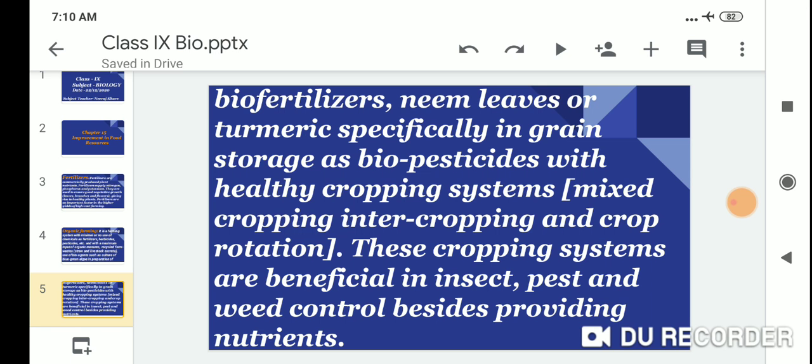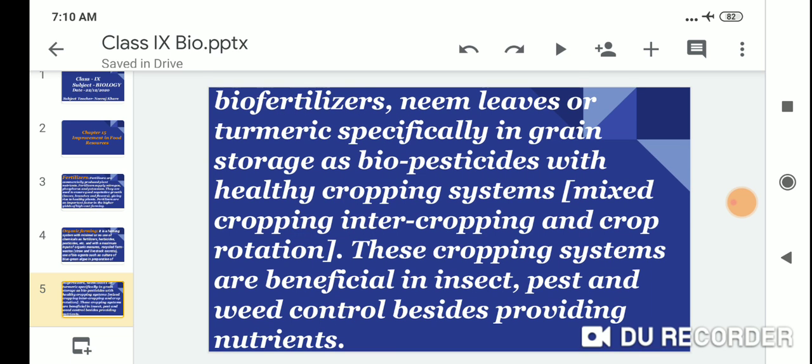The mixed cropping, intercropping, and crop rotation. These cropping systems are beneficial in insect, pest, and weed control besides providing nutrients.